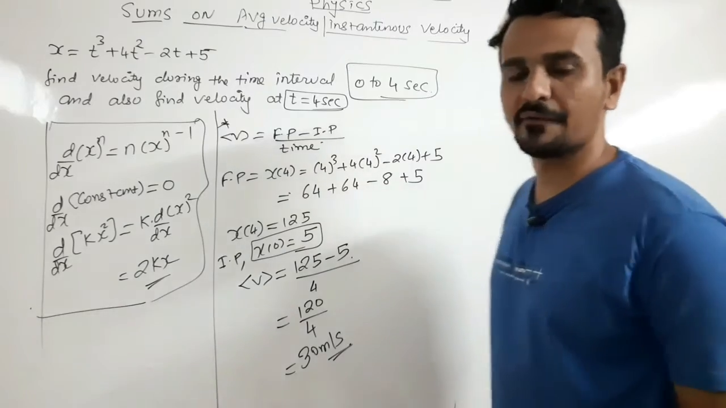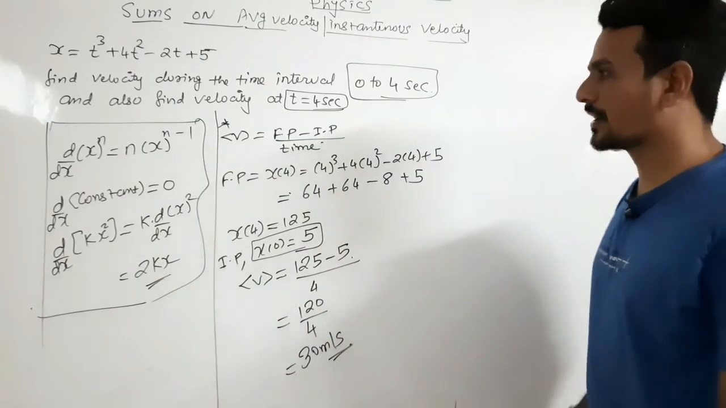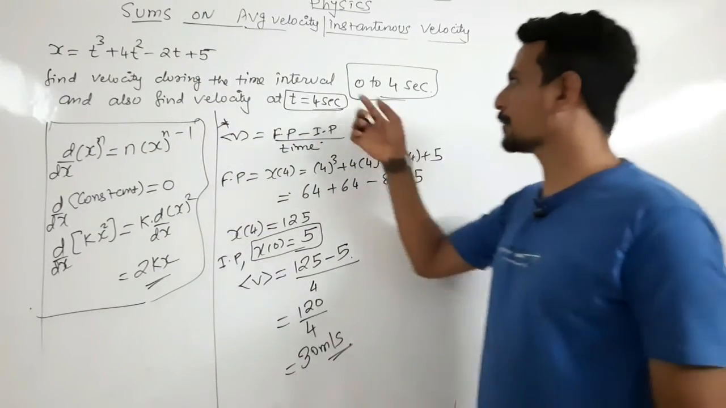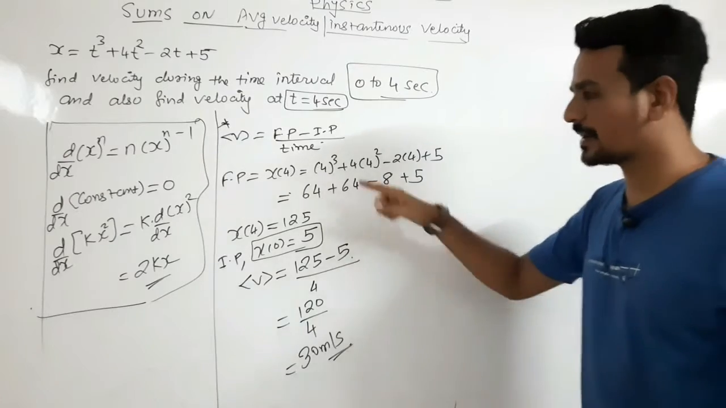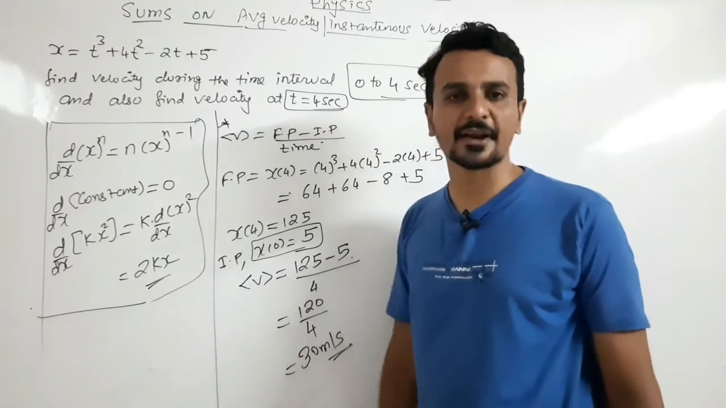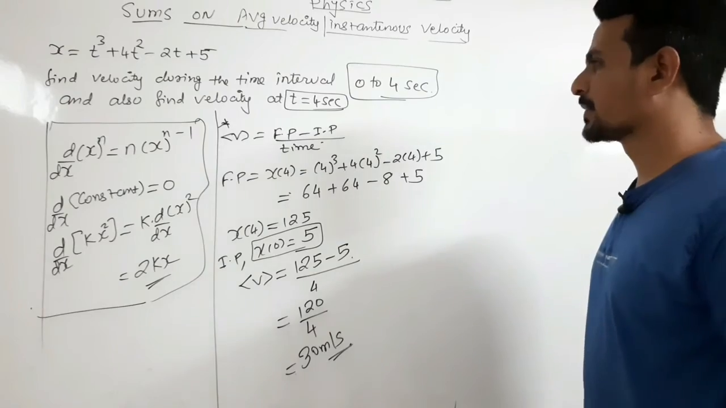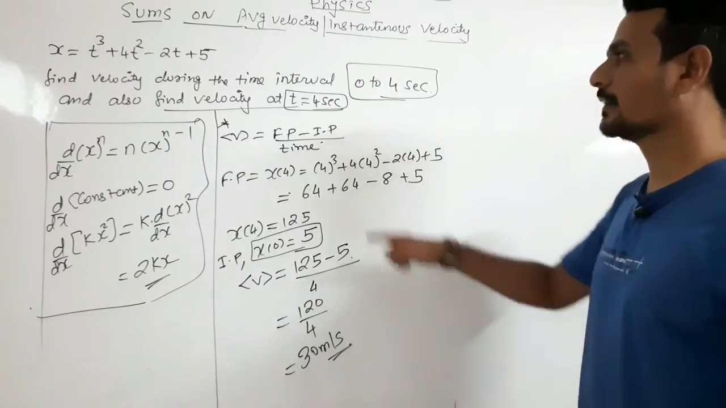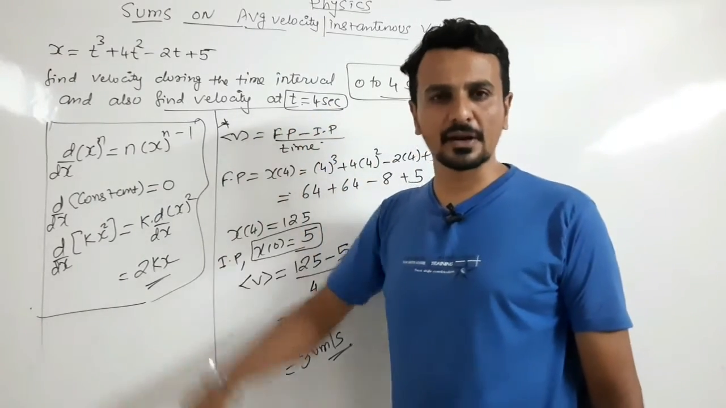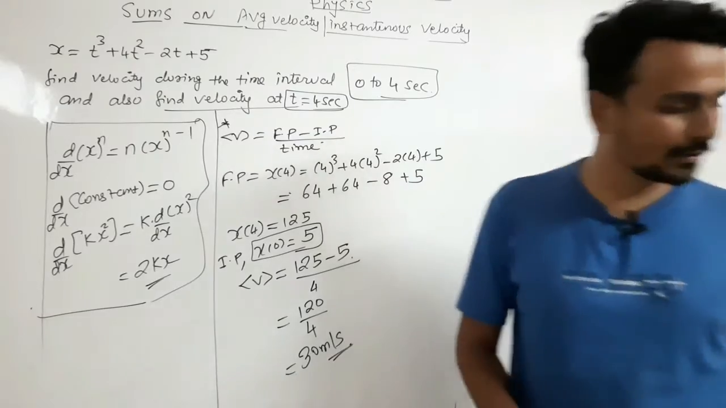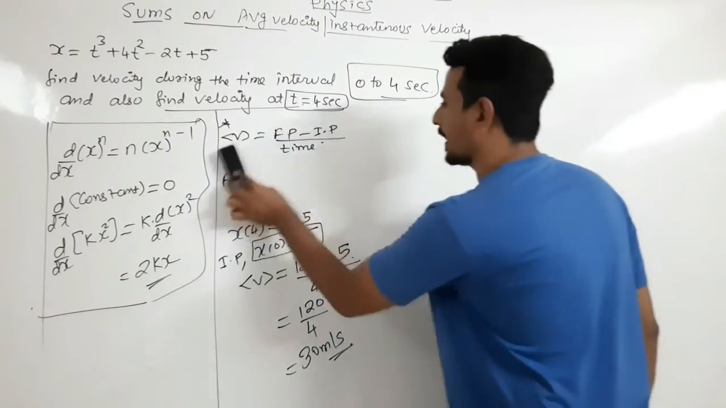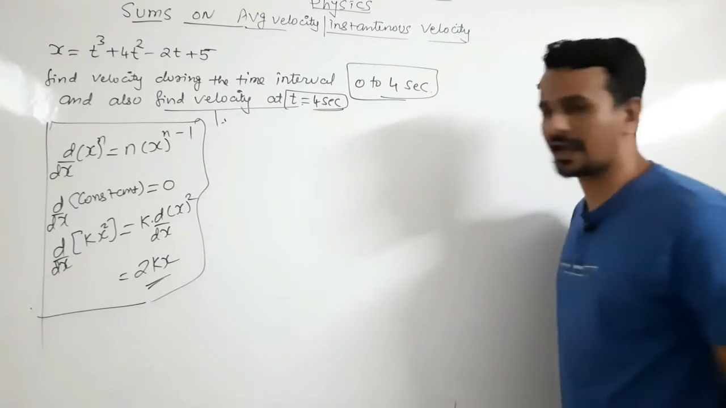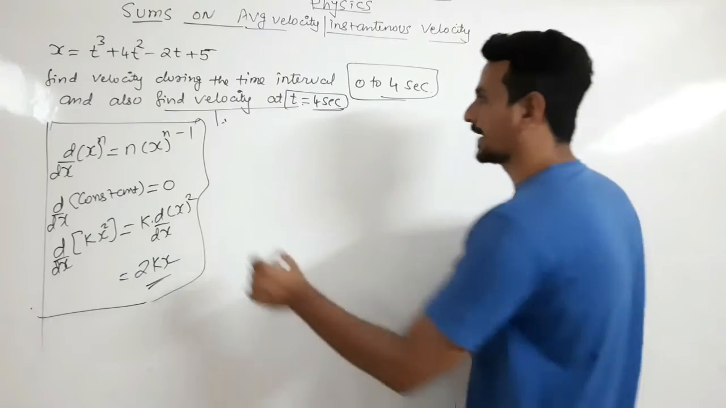This is how you will find the average velocity. Don't differentiate the position in order to calculate average velocity. Substitute two different instants of time, find the initial and final position, subtract them, and you can calculate average velocity. Now you have also been asked to find the velocity at 4 seconds. So this is instantaneous velocity at a particular instant of time. In the previous video, we have seen that instantaneous velocity is dx by dt, differentiation of x with respect to time, or d by dt of x.